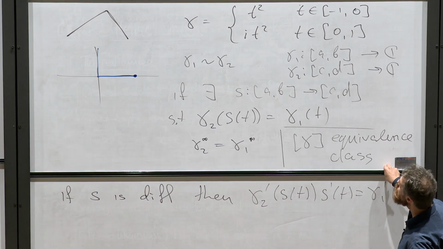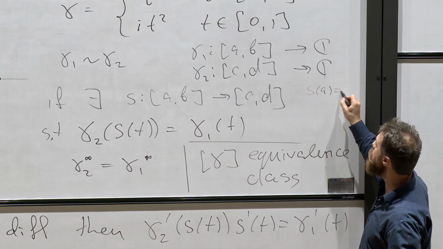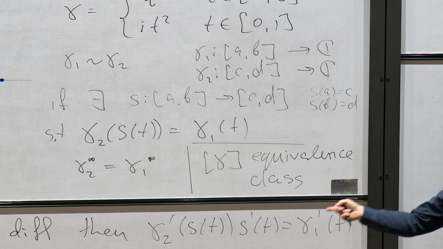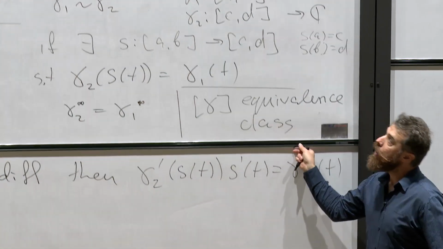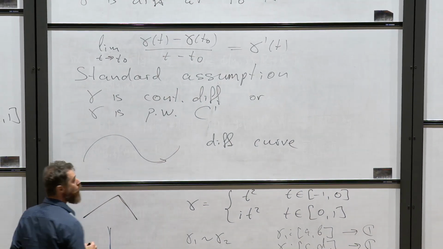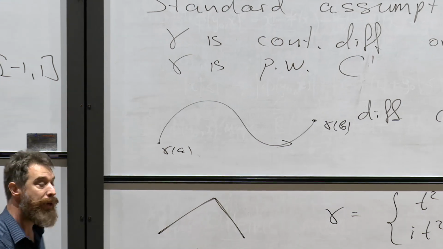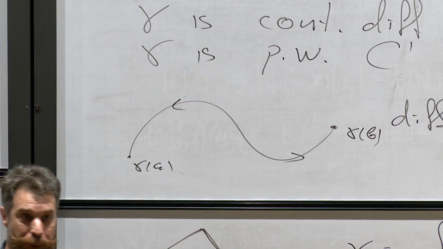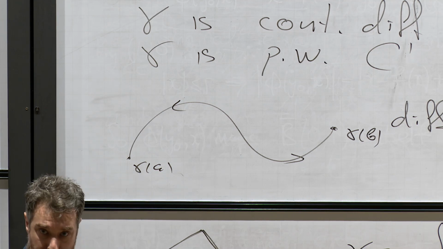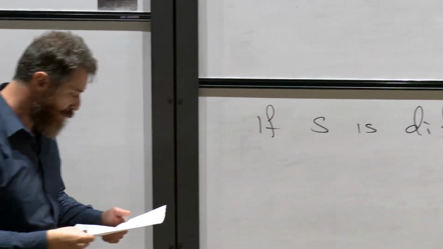Important thing. Sorry, I have to add one more thing here. So we assume that s of a is c and s of b is d. So we go in the same direction. And this direction is important because we want to make a distinction between this curve, if this is gamma of a and this is gamma of b, and a curve where the direction is opposite, where this is the beginning of this curve, this is the endpoint. So sometimes we will reverse them, but we have to distinguish between them. So orientation is important.